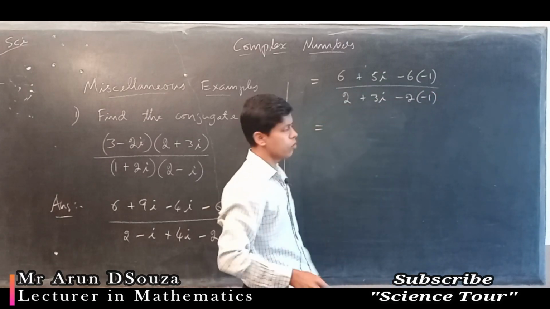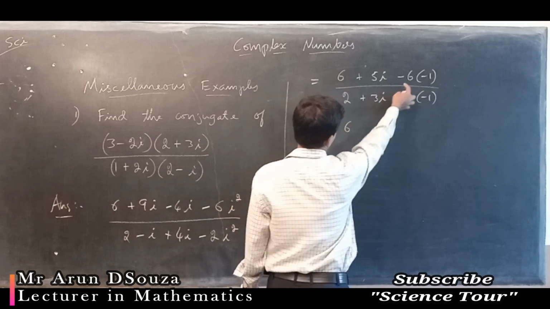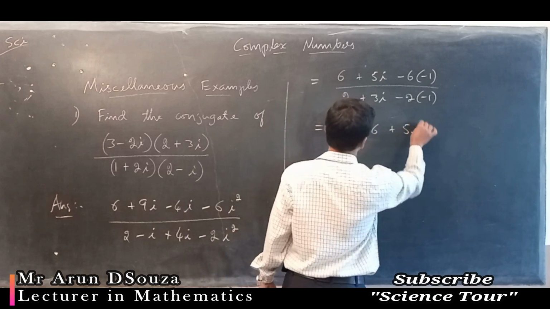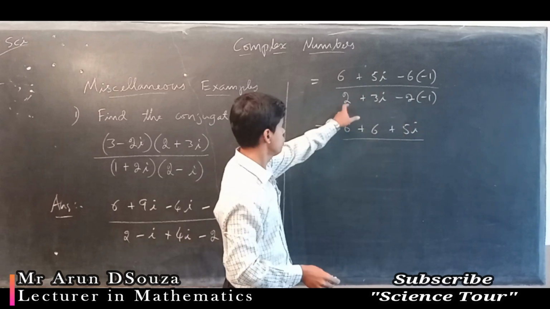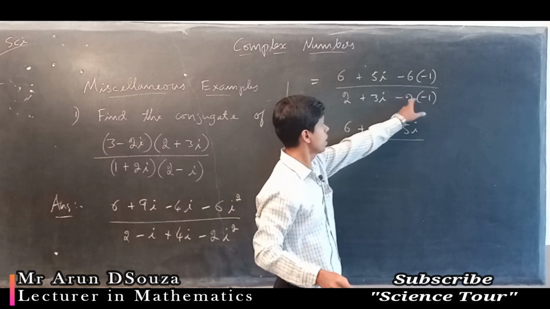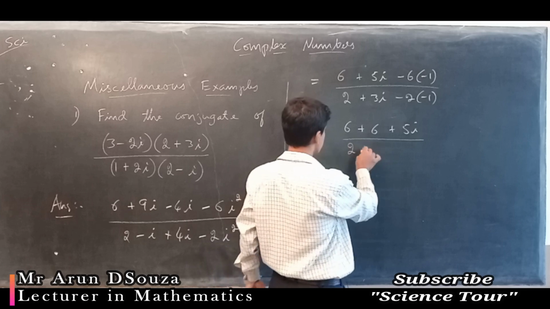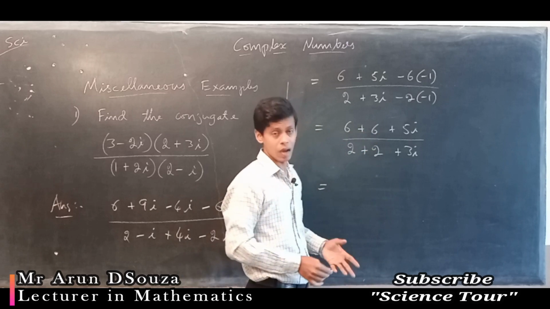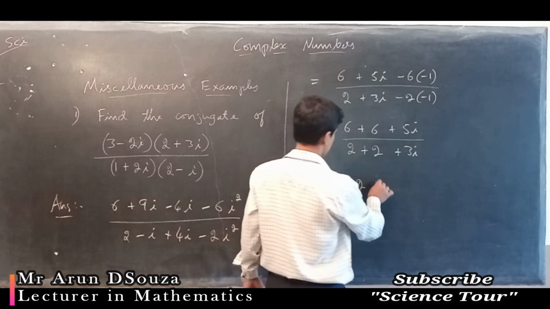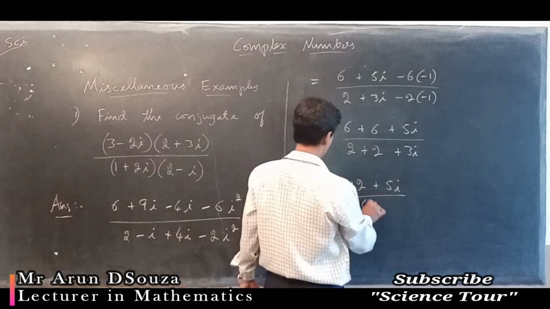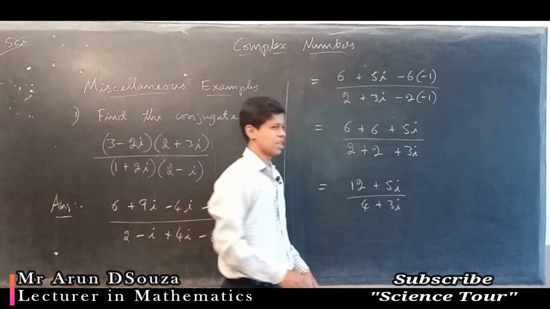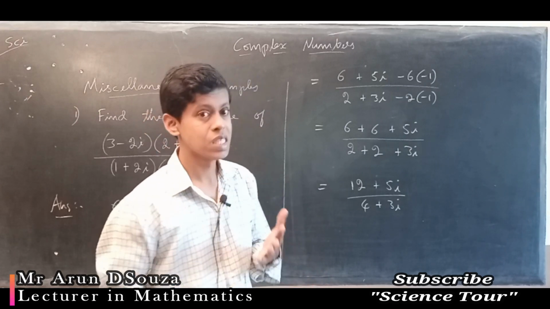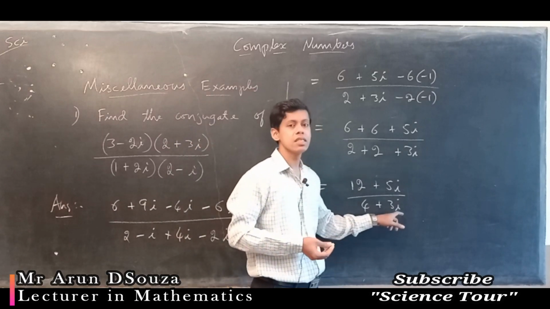Now this is 6 and minus 6 into minus 1 will be plus 6, and this 5i, you got 2 here, and then minus 2 into minus 1 is plus 2 plus 3i. So this is 6 plus 6, which is 12. Write it, and then 5i divided by 4 plus 3i. Now, is it in the form of a plus ib? No, it's not in the form of a plus ib. Therefore, what you must do? Yes, you must get rid of i in the denominator.